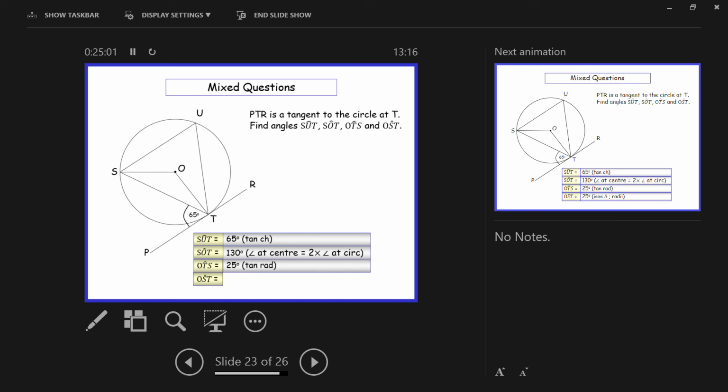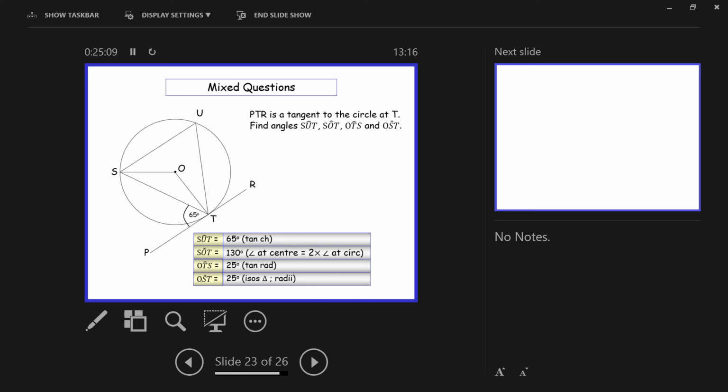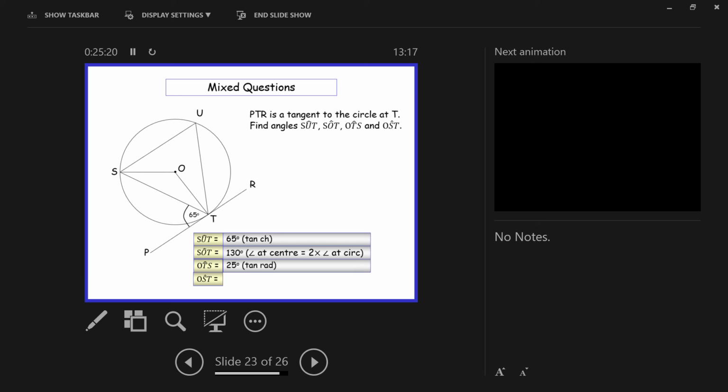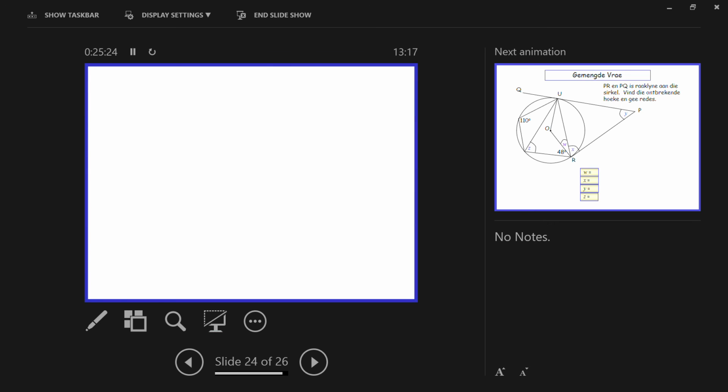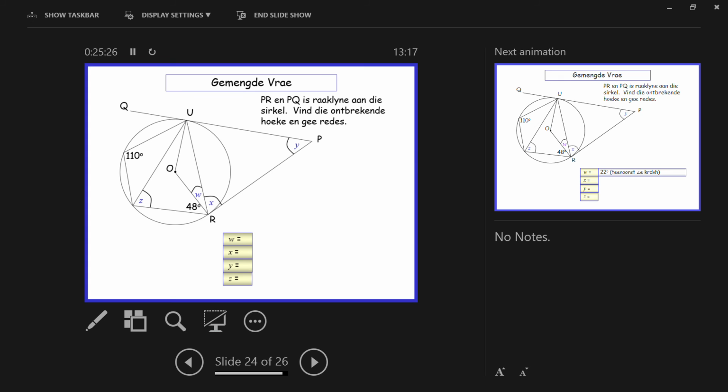Nou vra my OST. So OST, already got that one. So jy kan nou net gaan sê hy gaan ook wees 25. And it is because angles opposite equal sides. Nee. Goed, is julle alright so ver? Kan ek maar skip? Okay. Ja, ek sien ek praat julle vas aan die slag.